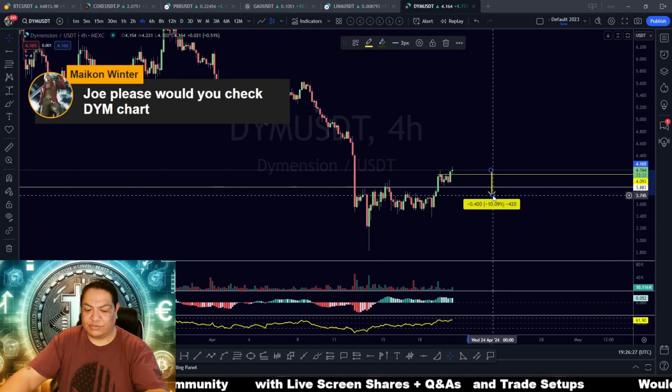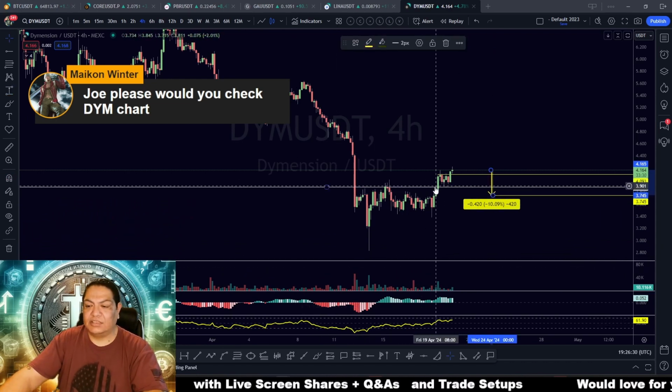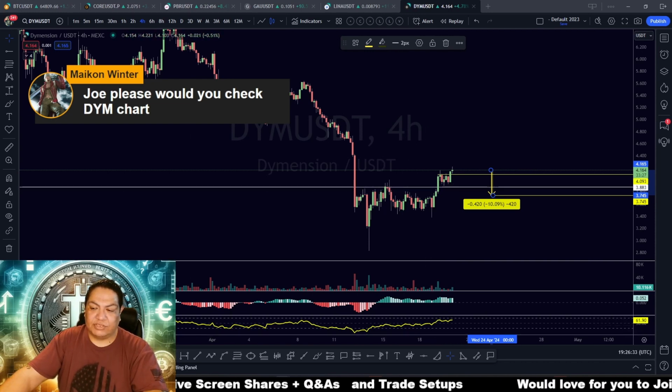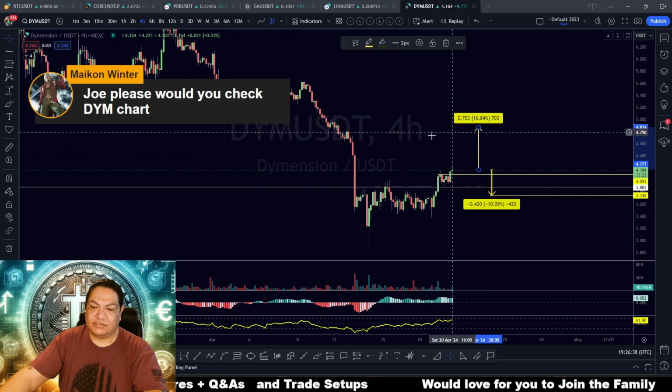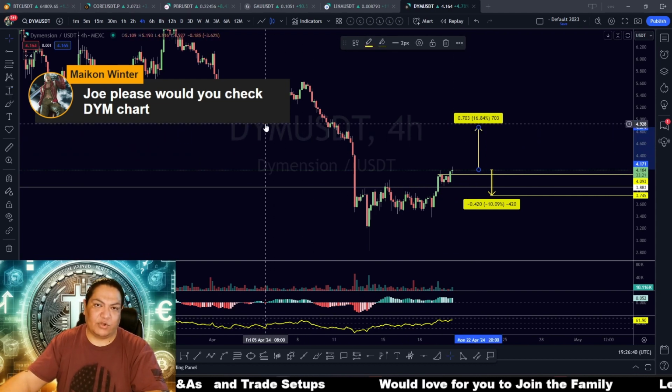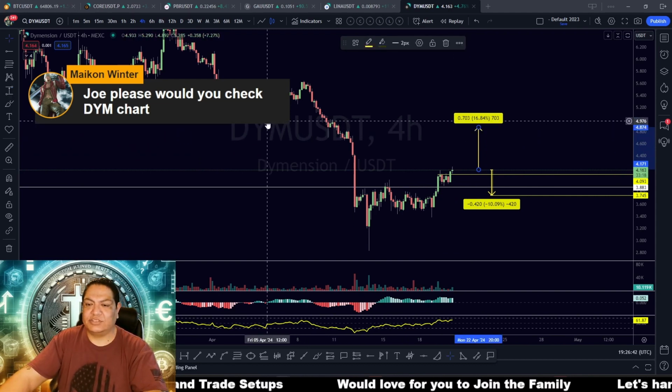Underneath, I'll do 10%. I would do underneath these levels of support. And for my target, I would do my target underneath resistance, which is right here. Everywhere throughout the entire chart is nothing but support resistance levels.